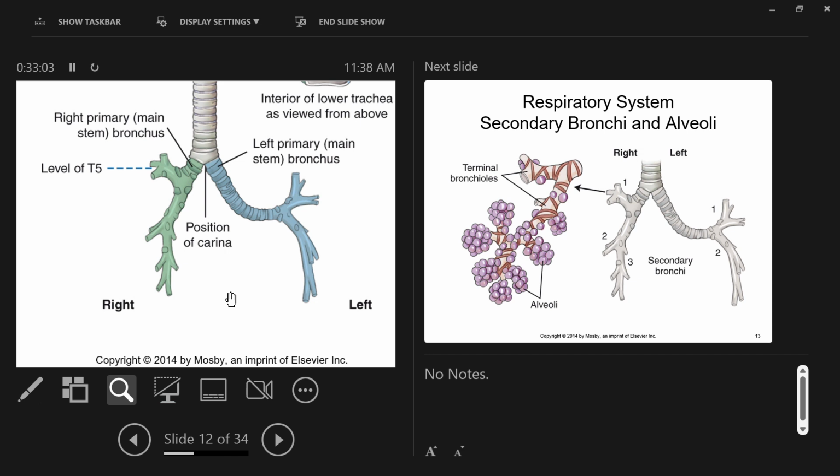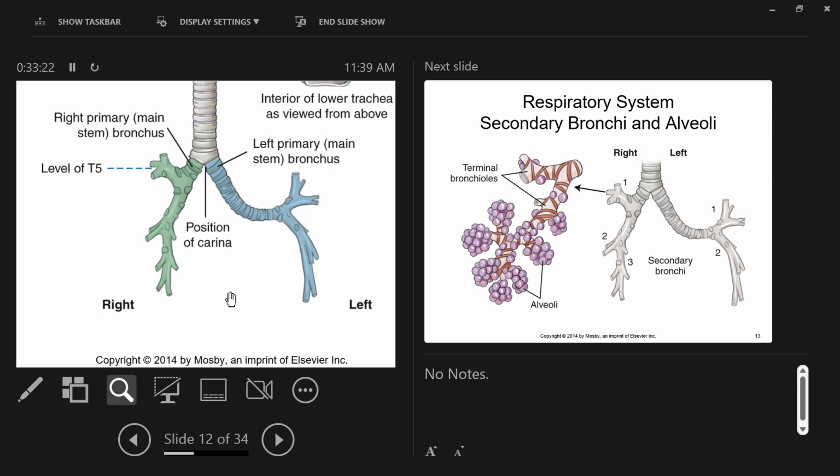These are called secondary bronchi, okay? Each time they split, they're named differently. Primary bronchus, secondary bronchi, and then follow this down again. There's a split here and a split here. These are each going to be called tertiary bronchi, tertiary for third.